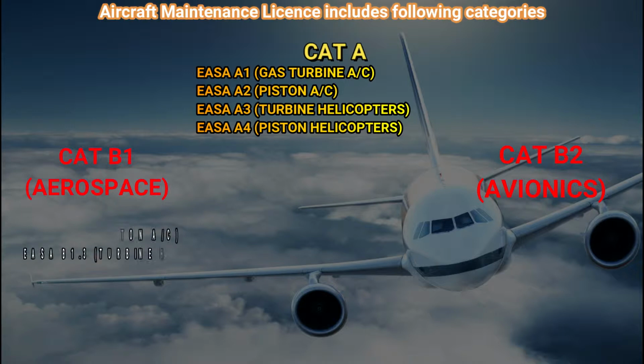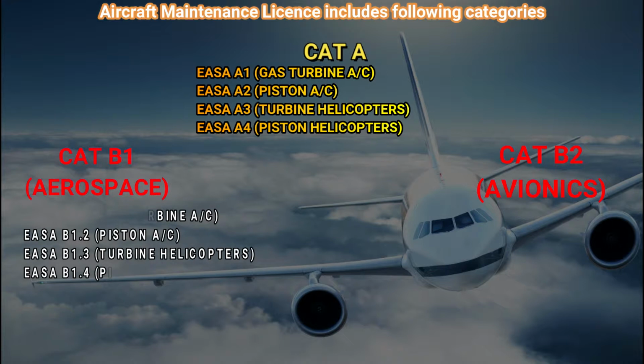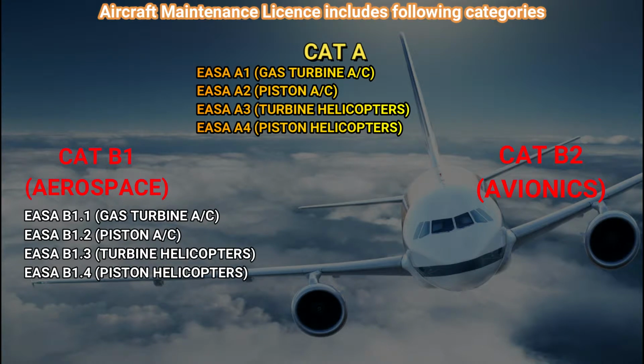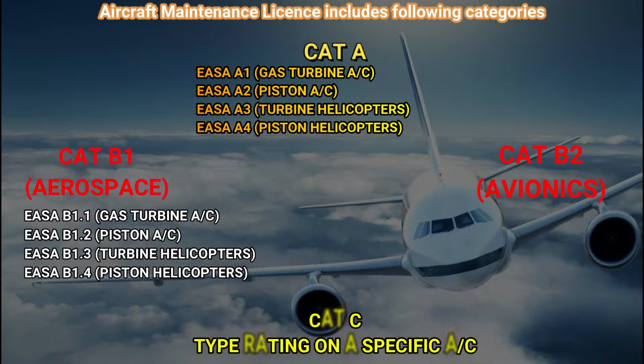Cat B has 4 categories. Cat B1.1, gas turbine aircraft. Cat B1.2, piston aircraft. Cat B1.3, turbine helicopters. Cat B1.4, piston helicopters. Then comes the type course, Cat C: type rating on a specific aircraft. There is no subcategory in B2. B2 is only avionics.